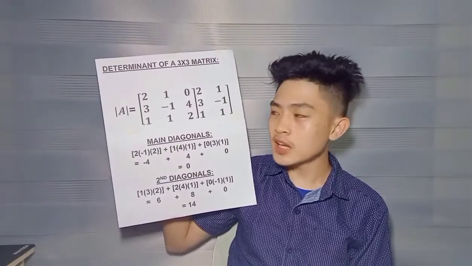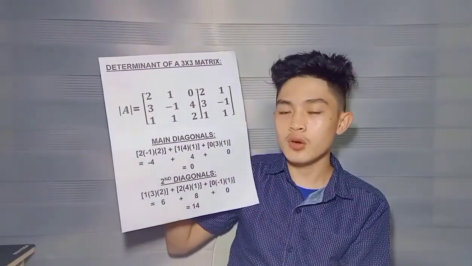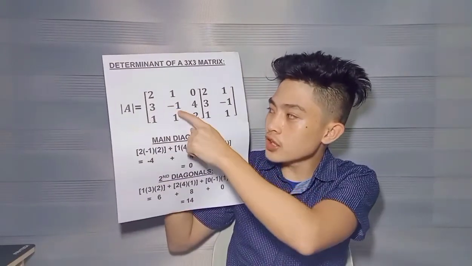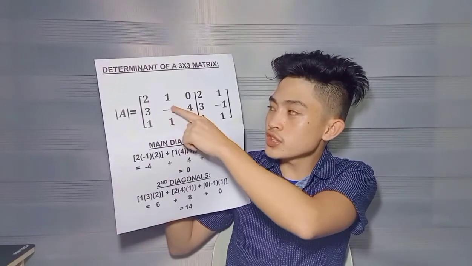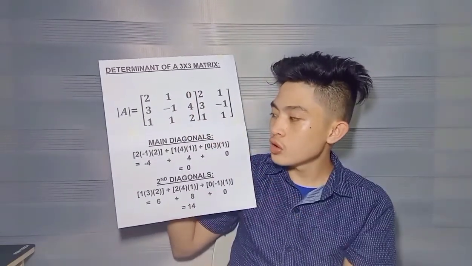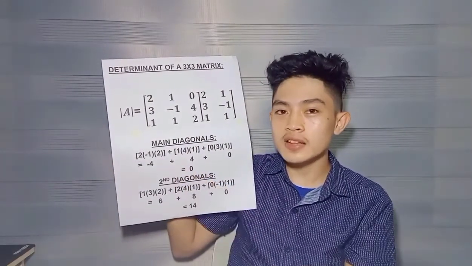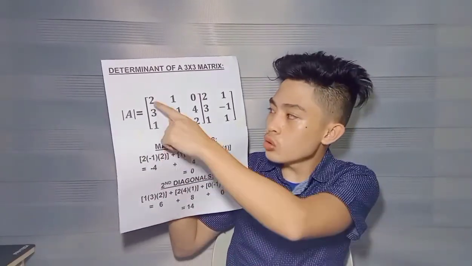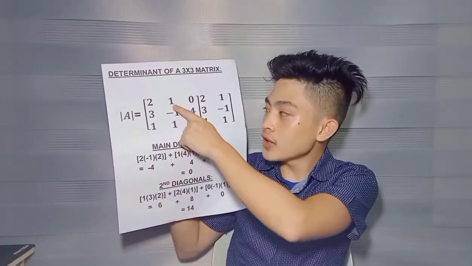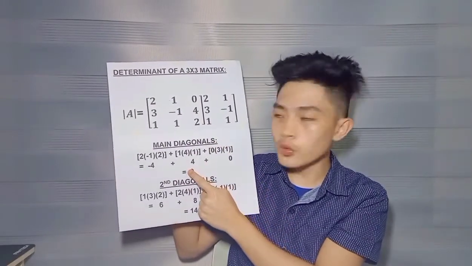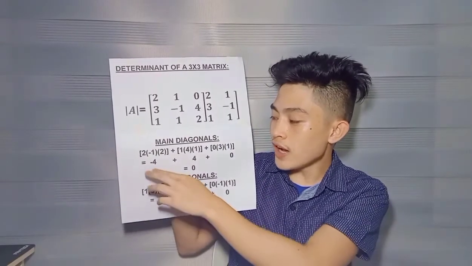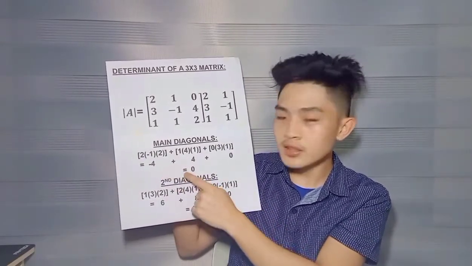To find the determinant of this 3 by 3 matrix, the first step is to find the main diagonals, which is the first group 2, negative 1, 2, the second group which is 1, 4, 1, and the third group which is 0, 3, 1. We need to multiply them and combine them by adding. 2 times negative 1 times 2 gives us negative 4. 1 times 4 times 1 gives us 4. 0 times 3 times 1 gives us 0. So when we add them together, the main diagonal is 0.